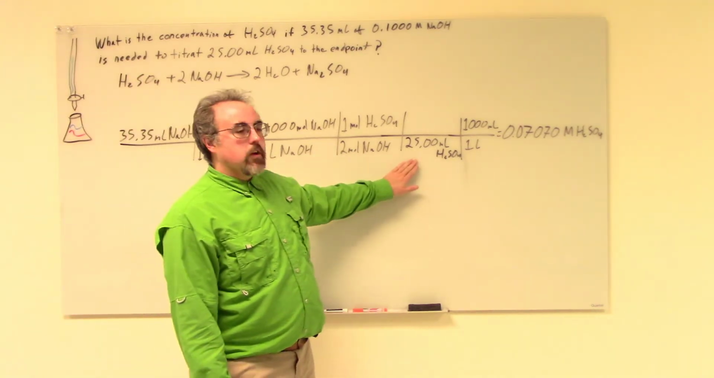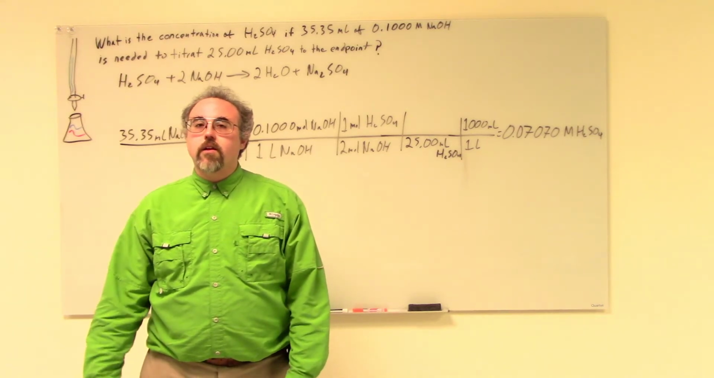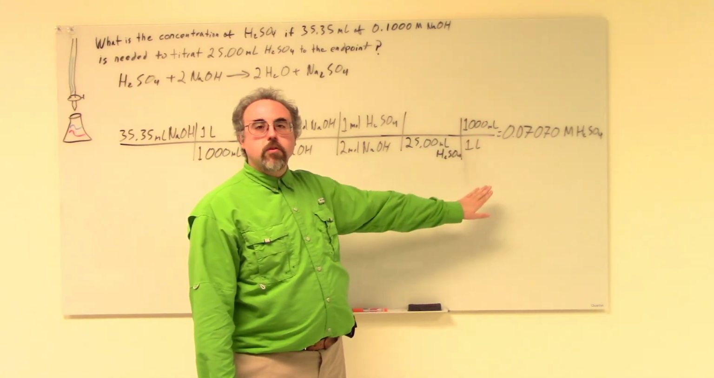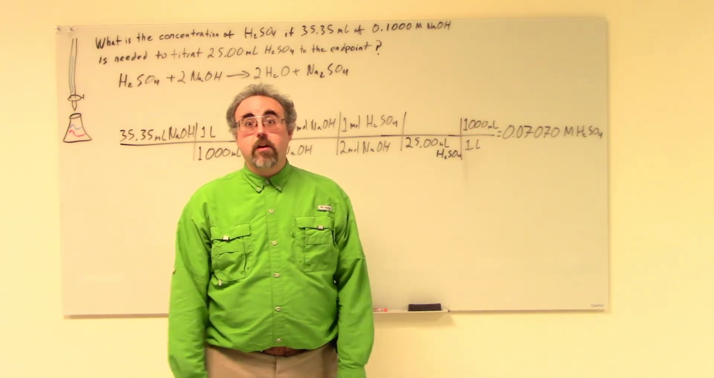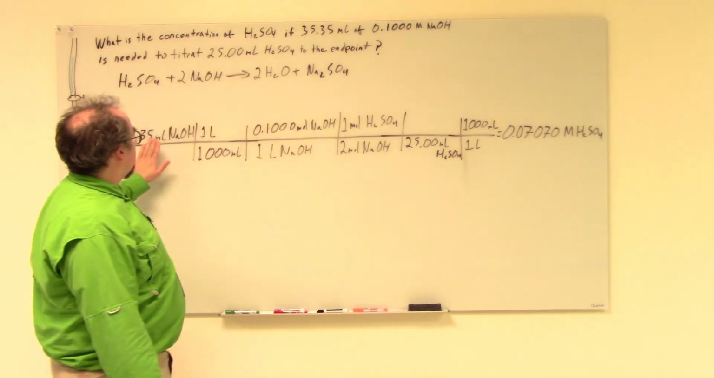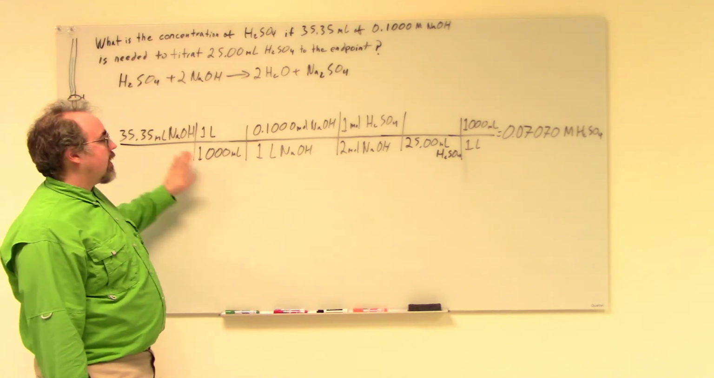So I made my volume unit, but that volume unit is in milliliters. Now I could have in advance done the conversion, but in this case I didn't. So I'm going to add one last step to get my volume unit in liters, because once again, molarity is moles per liter, so they need to be moles per liter. At this point, milliliters of sodium hydroxide has canceled with the milliliters, so now it's liters.